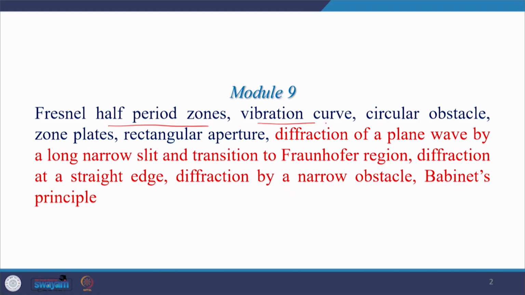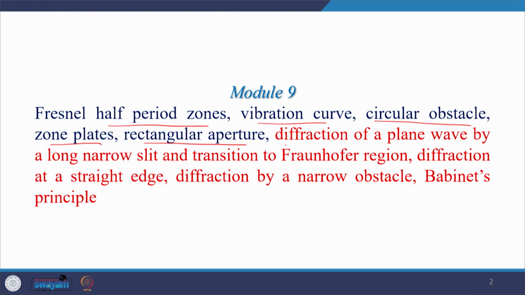Now, in module 9 till now we have covered Fresnel half period zones, vibration curve, then we studied Fresnel diffraction due to circular obstacle, then we were introduced to zonal plates, and in the last lecture we talked about rectangular aperture.